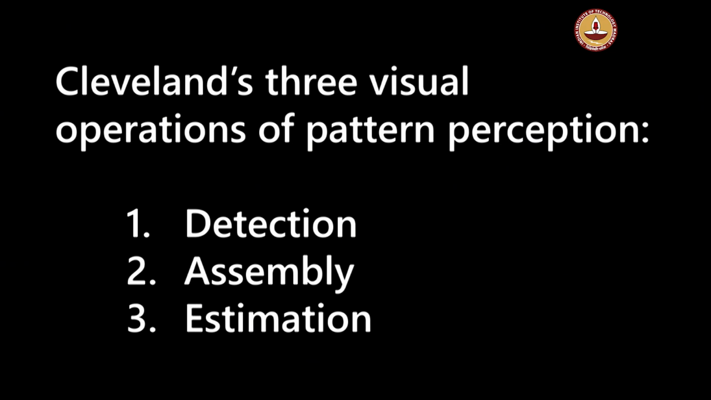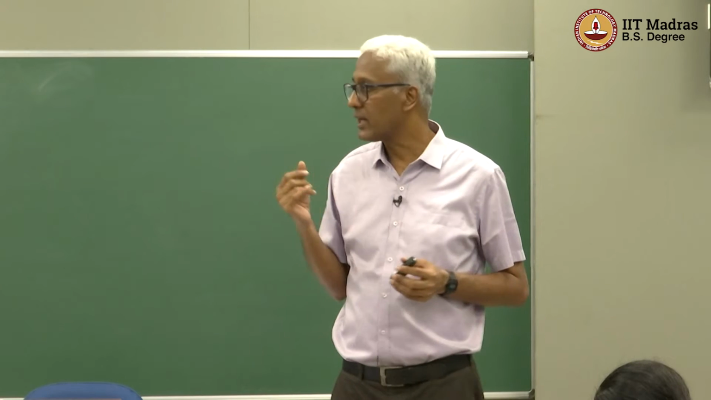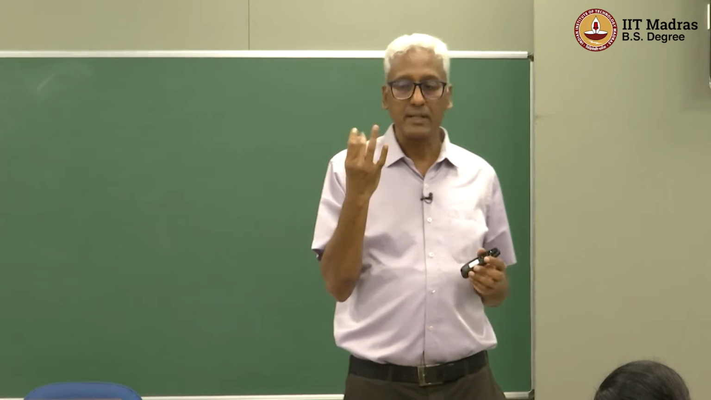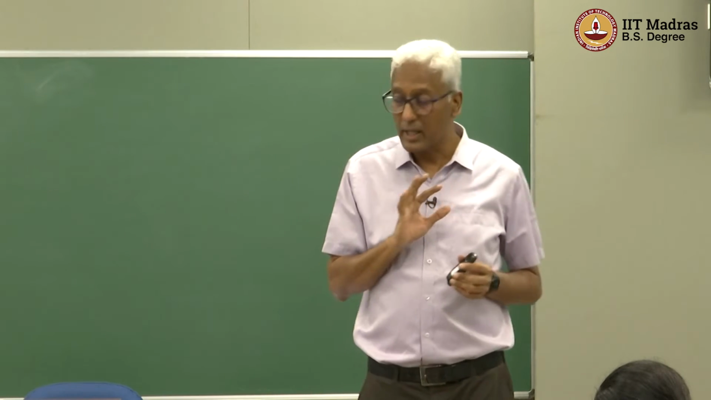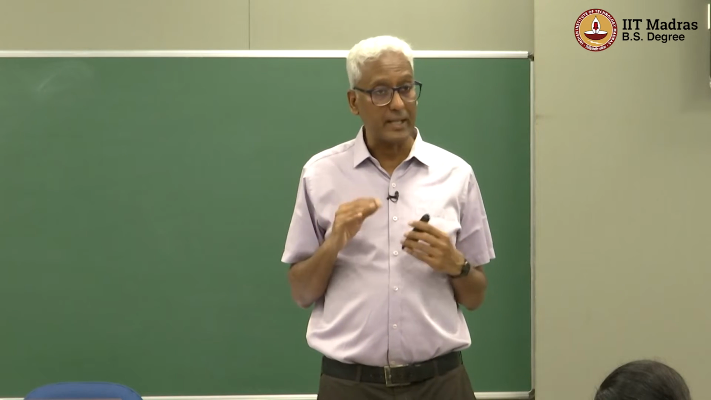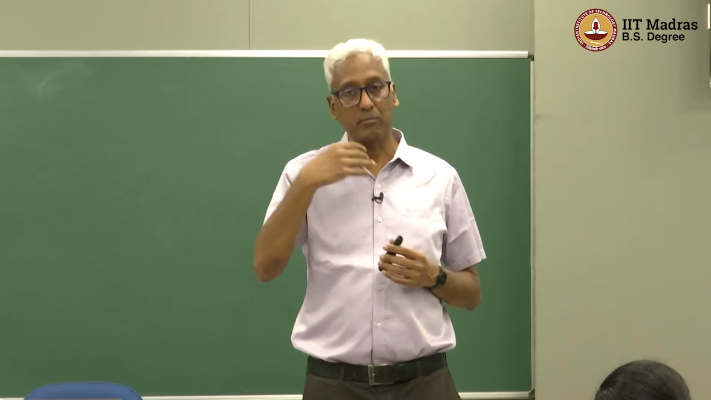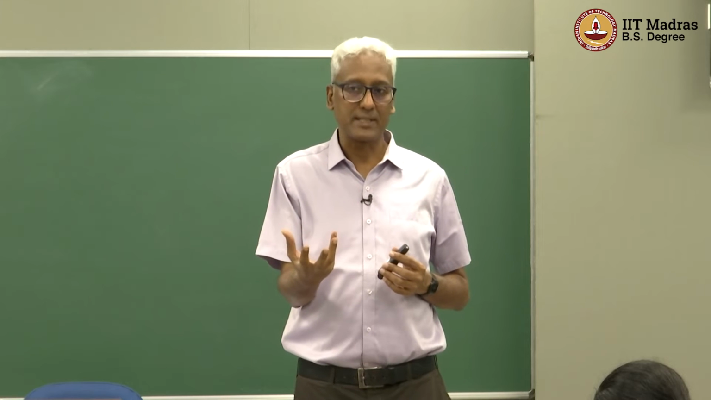Now Cleveland talks about 3 visual operations for pattern perception. In any kind of visual problem solving, he says that we are doing 3 things: detection, assembly, and estimation. Detection and assembly are very easy to understand. Estimation is where the most challenging visualization problem occurs.